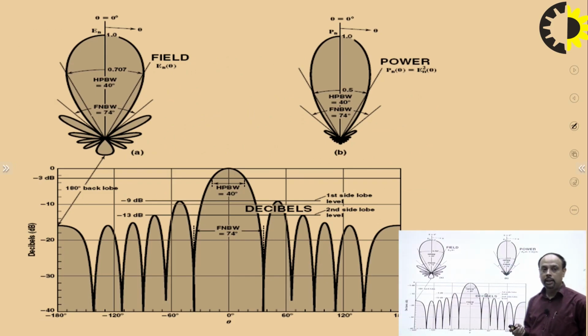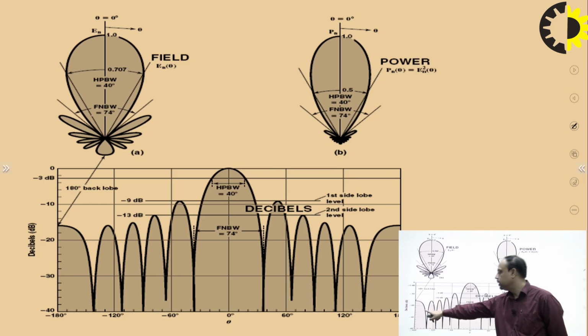This is the radiation pattern again, represented in the rectangular coordinate system. This is the main lobe, and this is the half power beam width where power became half of the maximum value, like 40 degrees over here. And this is the first null beam width, where the power goes to 0 the first time from the center of the main beam, in the rectangular coordinate system. This is side lobe level 1, which is at minus 9 dB. Side lobe level 2 is at minus 13 dB, then side lobe level 3, 4 and so on, and this is the back lobe.